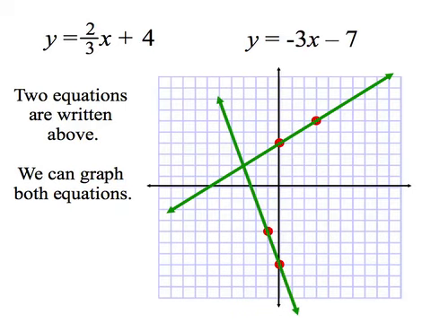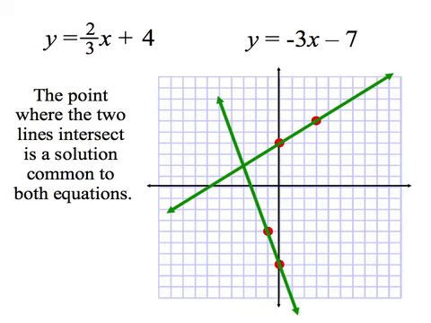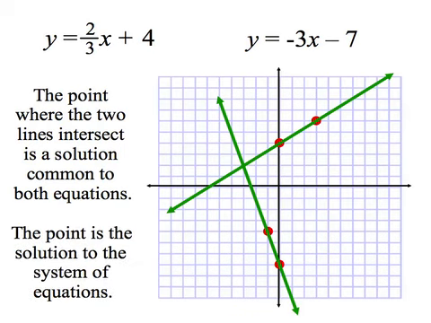We connect the 2 points, and we can see that these lines cross, and the point where they cross is a solution common to both equations. And since lines can only cross once, it happens to be the solution to both equations. And so we examine that point.